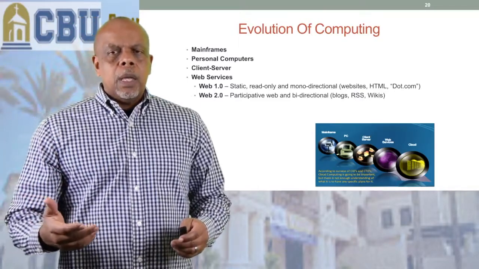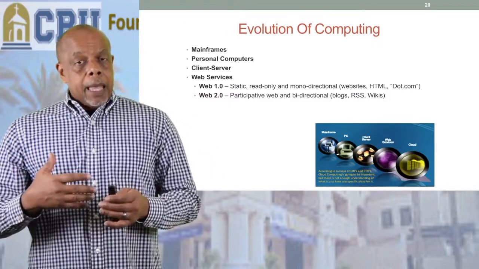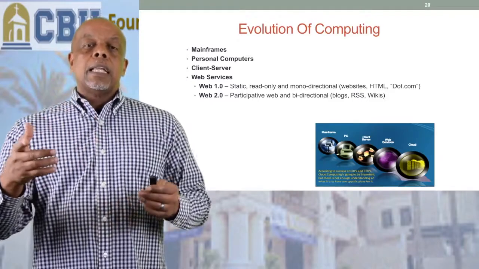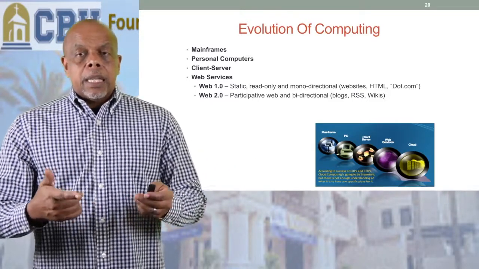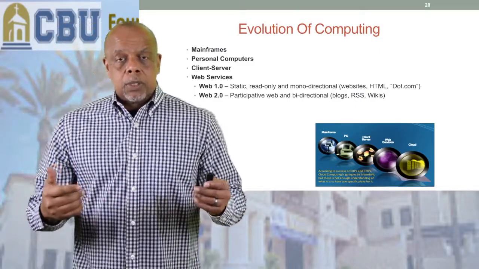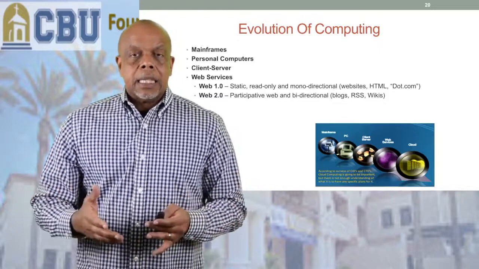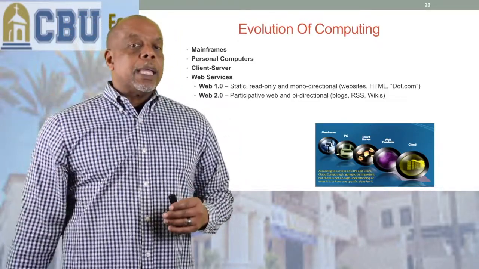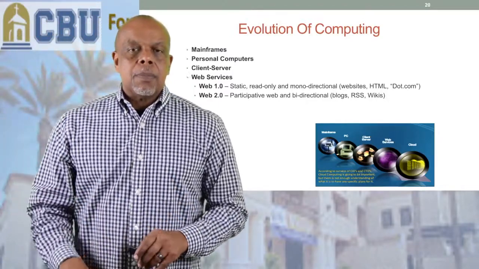Then Web 2.0 became participative. We call it the participative web. It became bidirectional, meaning that not only could I go out to a website and look at something, now I could actually get information back. That's when we started doing blogs and wikis and all these other things. So now I could communicate with the person on the other end of the site by sending them an email or a text or an RSS message.